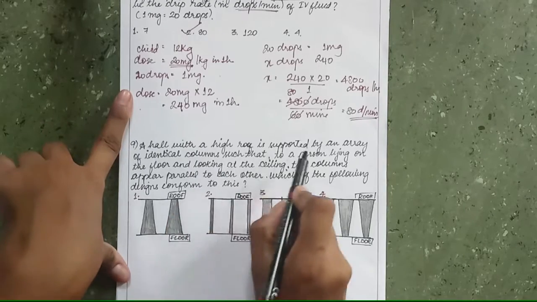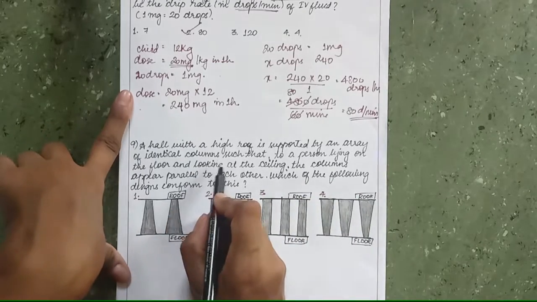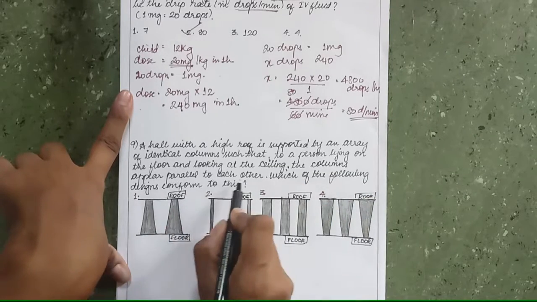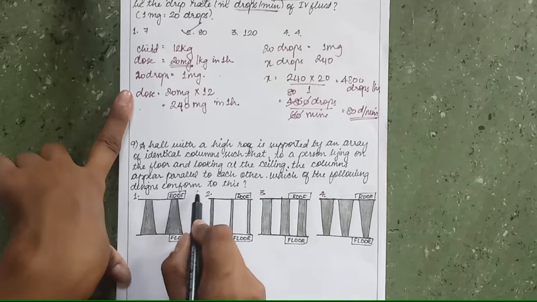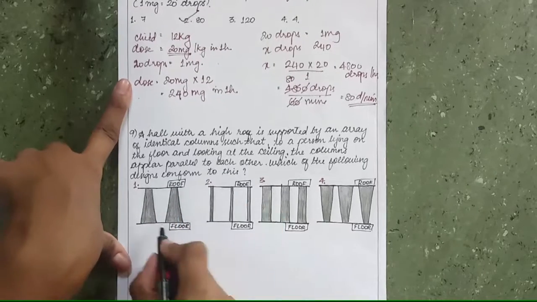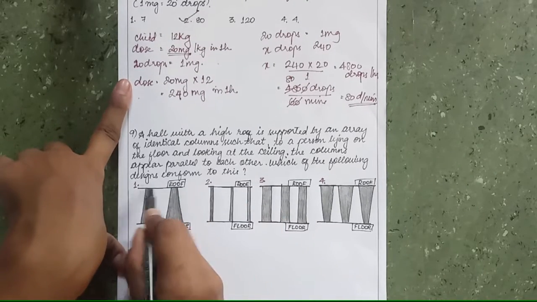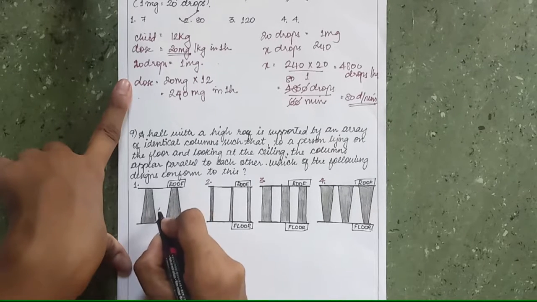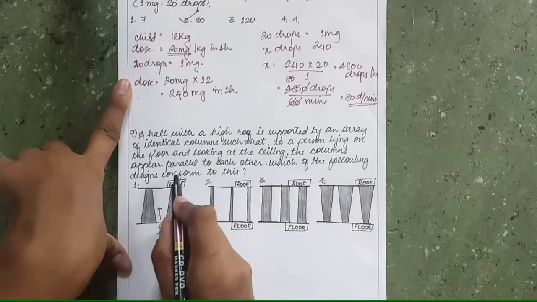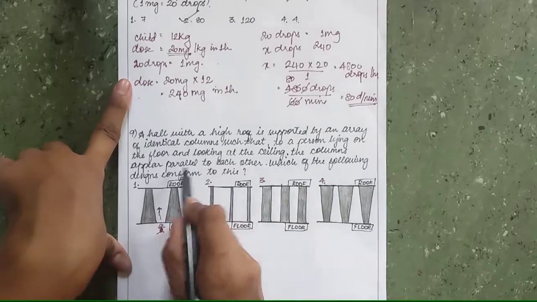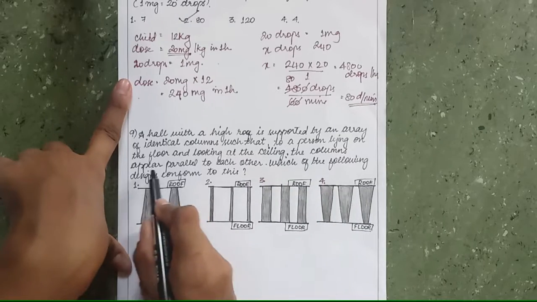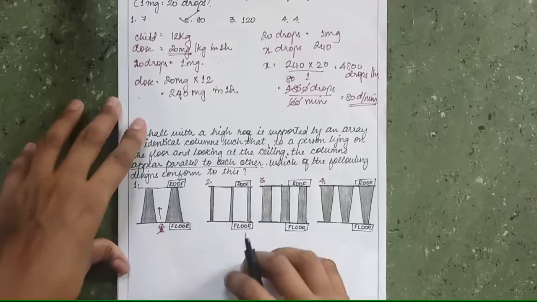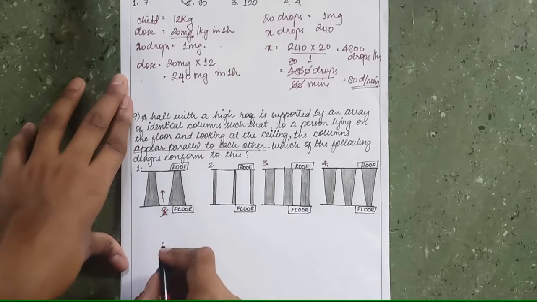A hall with a high roof is supported by an array of identical columns, such that to a person lying on the floor and looking at the ceiling, the columns appear parallel to each other. Which of the following designs conform to this? So here there is a floor and there is a high-rise roof. Now a person is lying here and is observing the roof. Under which of these conformations would the columns appear parallel to each other for the person lying on the floor? To solve this problem, we need to know the concept of perspective diagrams.